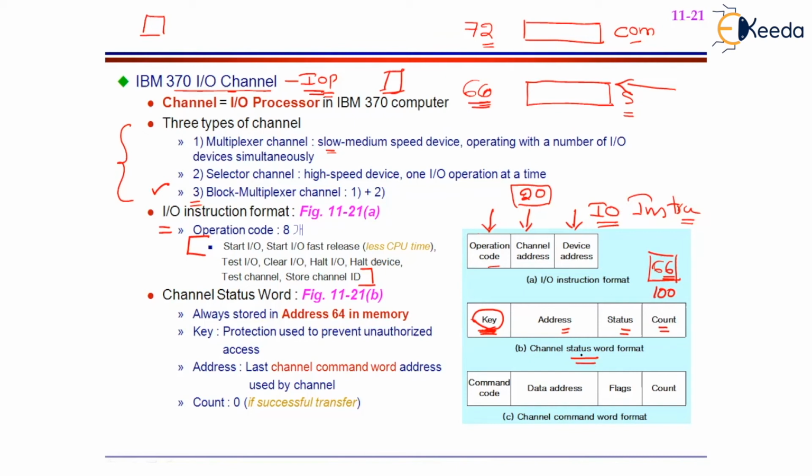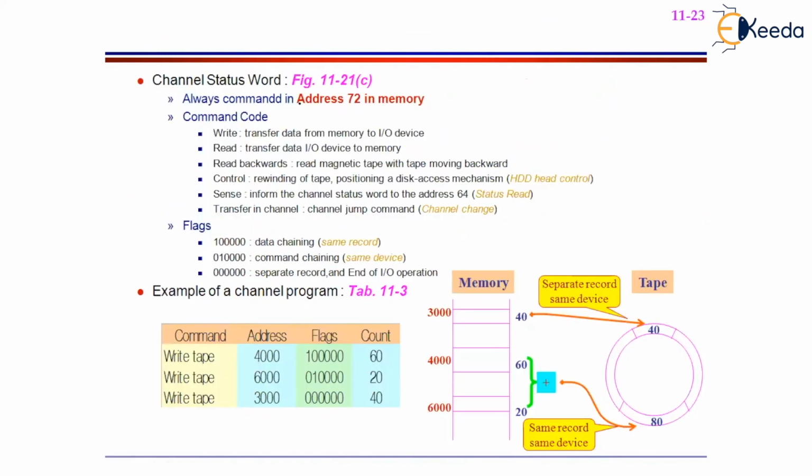In addition to the channel status word, we know that there is one more word called the channel command word. What is the command word? By using the command word, again, a communication can be established between the CPU and an IO processor. What is the command word? Let us see. This is not the status word, this is the command word.